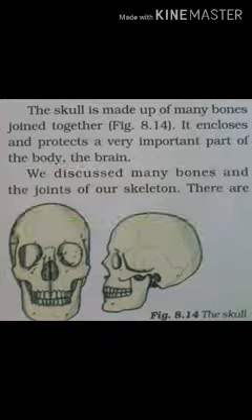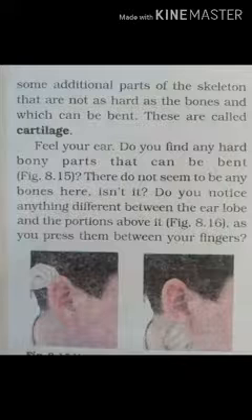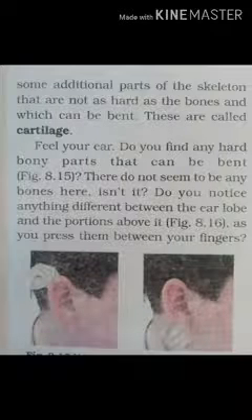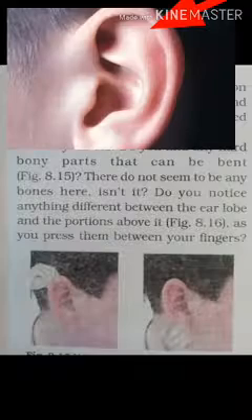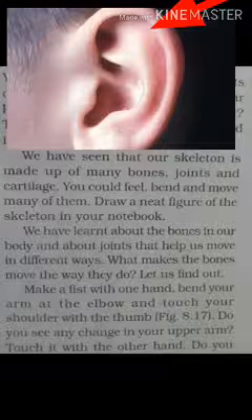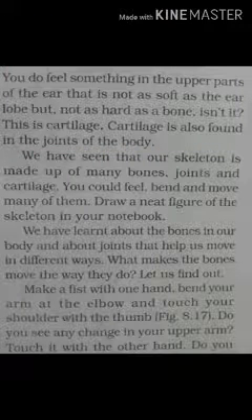A skull is also made up of many bones joined together, but they are immovable joints and they protect our brain. There are some additional parts in our skeleton which are not as hard as bone and can be bent. They are called cartilage. Like the upper part of our ear, cartilage is also found in the joints of the body. Movement of body is possible because of joints, but bones alone cannot move on themselves.